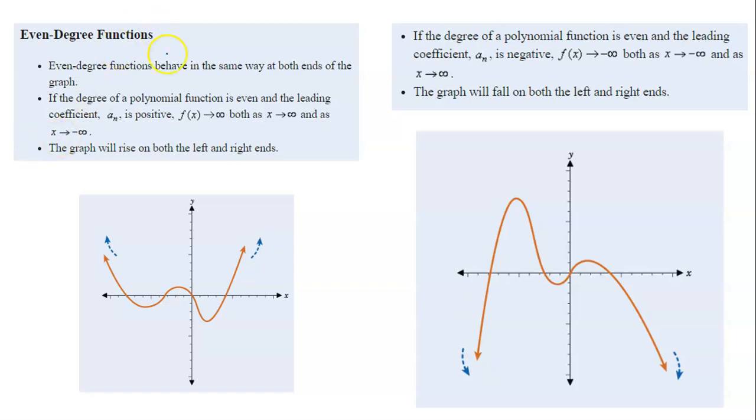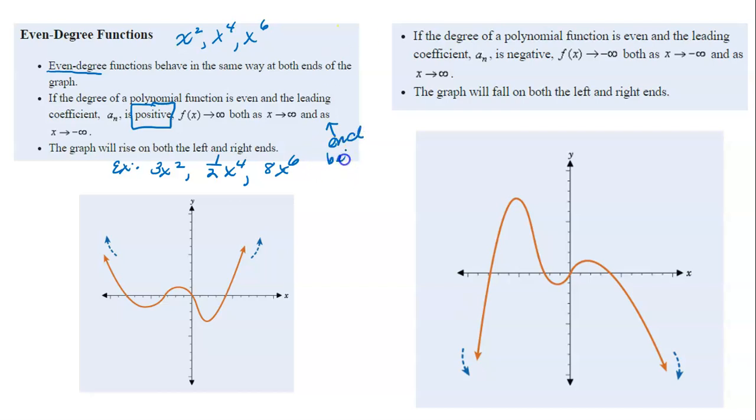So there's even degree functions. These are your x squared, x to the 4th, x to the 6th. Even degree functions, okay, when the leading term is positive. So this could be 3x squared, 1/2 x to the 4th, 8x to the 6th, whatever. These are just examples. This is what the graph is going to look like roughly. It's going to rise on both ends, and it's going to have these end behaviors.